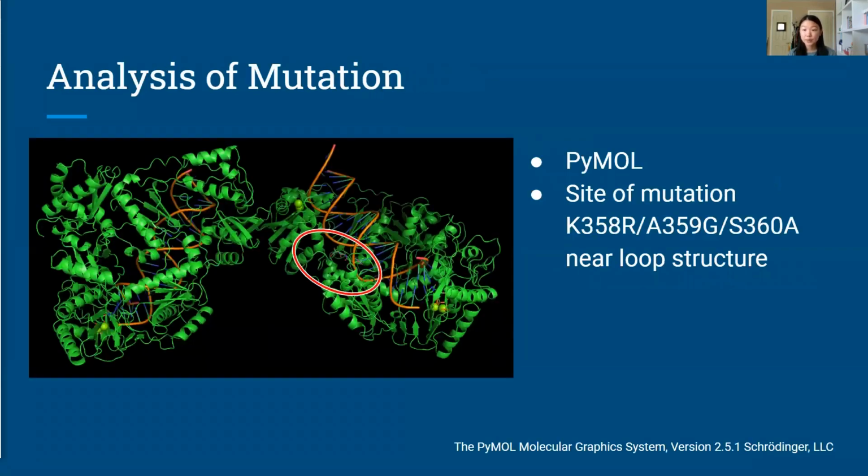So to analyze this mutation site, I found the crystal structure of the HIV-1 RT, and using the tool PyMol, I found the site of the mutations, 358, 359, and 360. These mutations were in the area highlighted in a red circle, and this was an interesting finding because these are the mutations that occurred near the loop structure of this crystal structure.